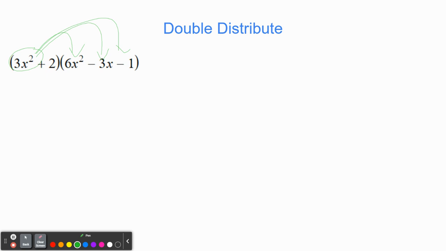3x squared times 6x squared. We have to be careful with this because this is like saying 3 times 6 times, and then there's 1, 2, 3, 4 x's we've got to account for. 3 times 6 is 18, we've got x to the fourth power. Next, 3 times negative 3 is negative 9, and then we've got 3 x's there, so x to the third power. 3x squared times negative 1 is going to be minus 3x squared.